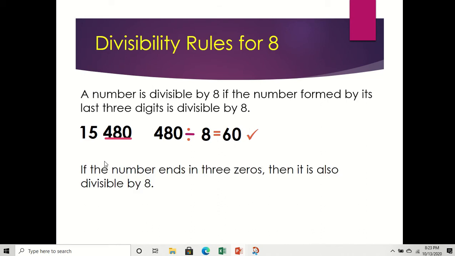Another rule, if the number ends in three zeros, then it is also divisible by 8. Example, 4,000. 4,000 ends with three zeros. It means this is divisible by 8.